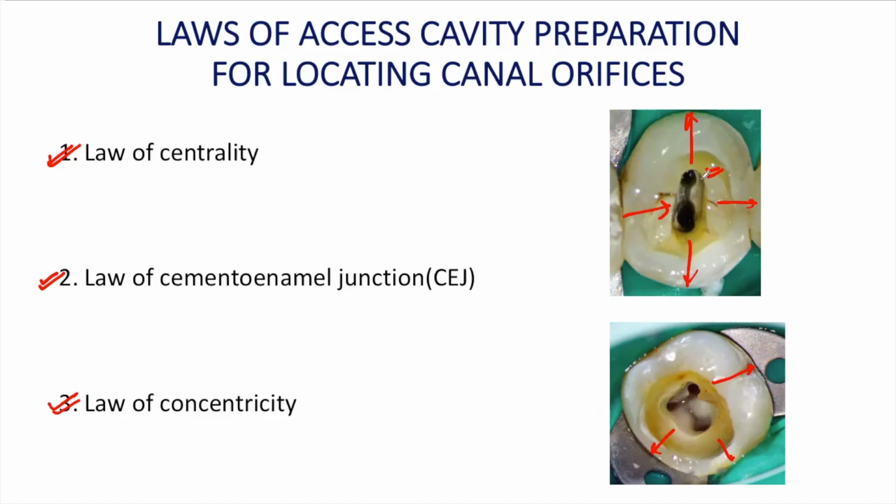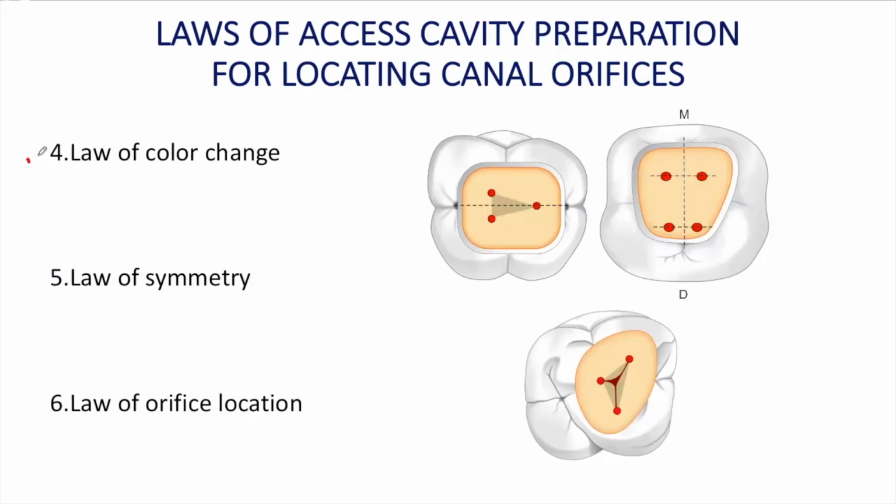Similarly, you can see this is the anatomy of the first premolar. Similar is the shape of the external tooth surface. Similarly, you can see here this is the shape of the pulp chamber. It is almost similar to the morphology of the external tooth surface. Clear? Then is the law of color change.